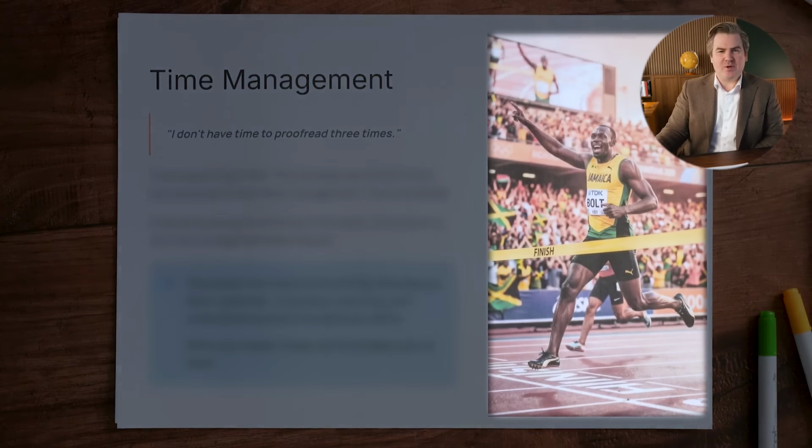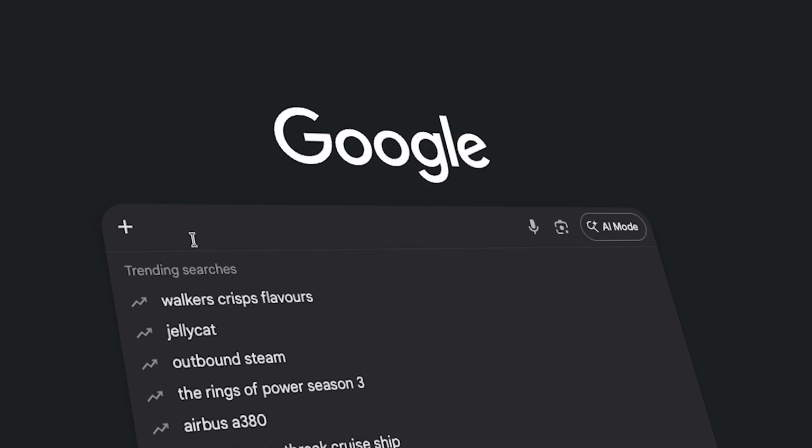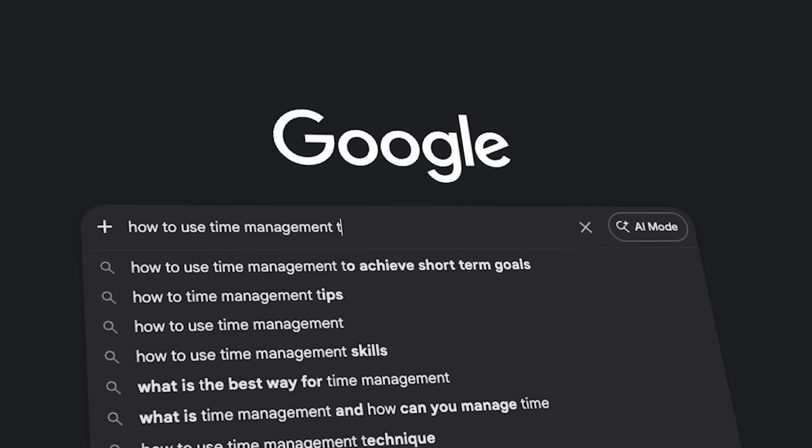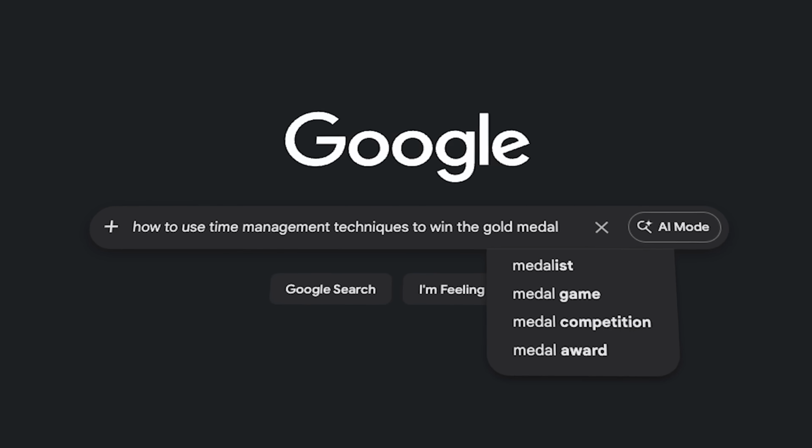So this is Usain Bolt. I think he's still the fastest man in the world. I'm sure people in the comments will tell me if his record has been broken. But before the race, did Usain Bolt look up time management tips? So before the Olympic final, was he Googling how to use time management techniques to win the gold medal? No.